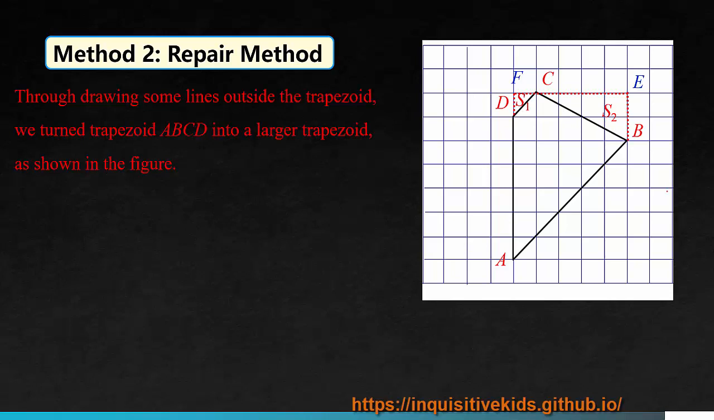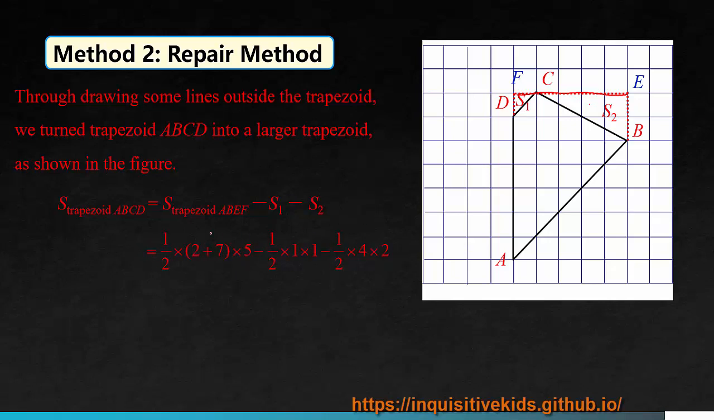Here we are kind of thinking outside the box. We have extended some of these sides to make trapezoid ABCD into a bigger trapezoid, but you can see that this bigger trapezoid has a height and base that we can actually calculate easily. So now all we have to do is calculate the area of this bigger trapezoid, and then we're going to subtract these small triangles from it.